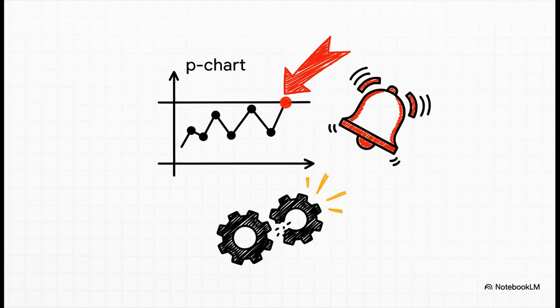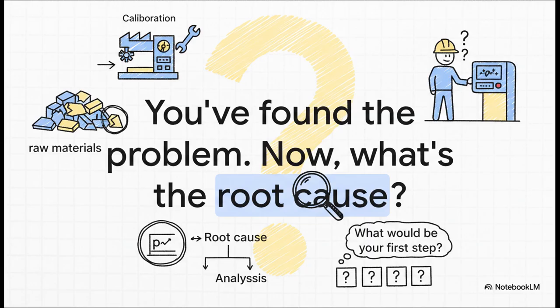And that's it. That's the finding. The process is officially out of statistical control. Now, that doesn't mean the factory's on fire. It just means something unusual, a special cause, happened on day 13 that pushed the defect rate way beyond what's normal. The P-chart did exactly what it was supposed to do. It raised its hand and said, "Hey, something weird happened right here. Go look."